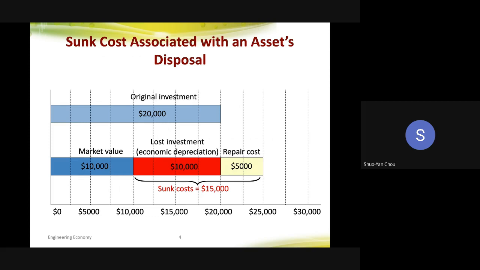And again, it doesn't matter how much money you spent on fixing that machine. So these two parts are just costs you won't consider. You will consider the market value. How much money you will get is what matters; the others don't. This is what you will get.